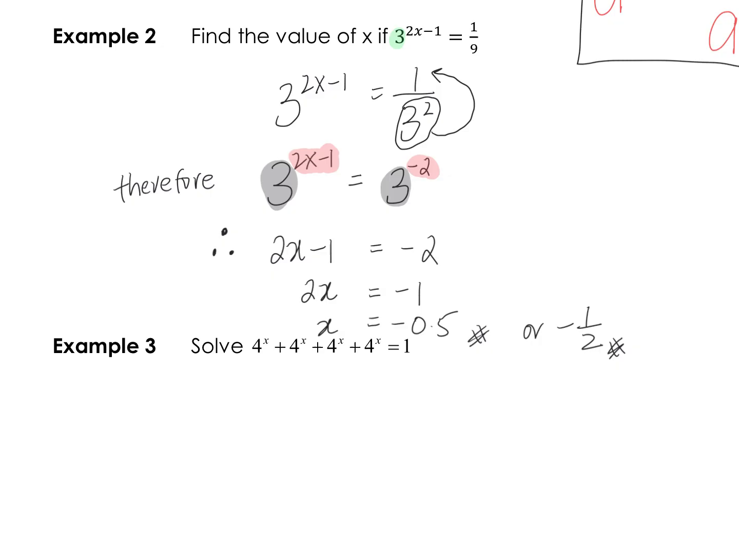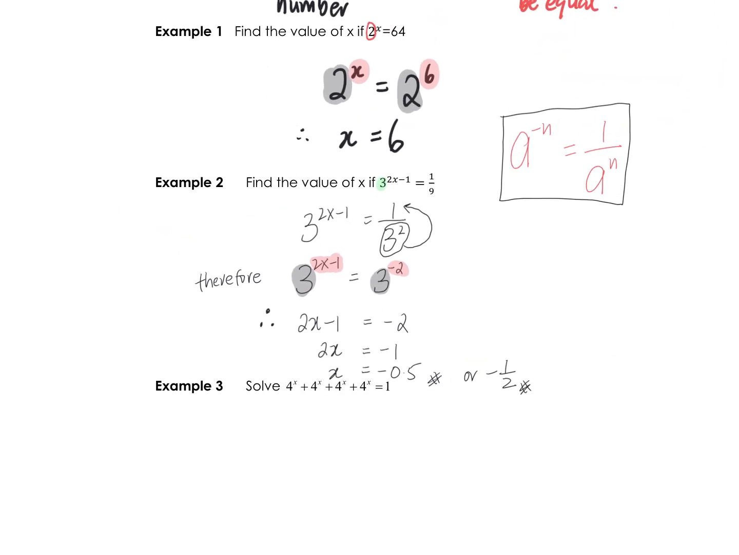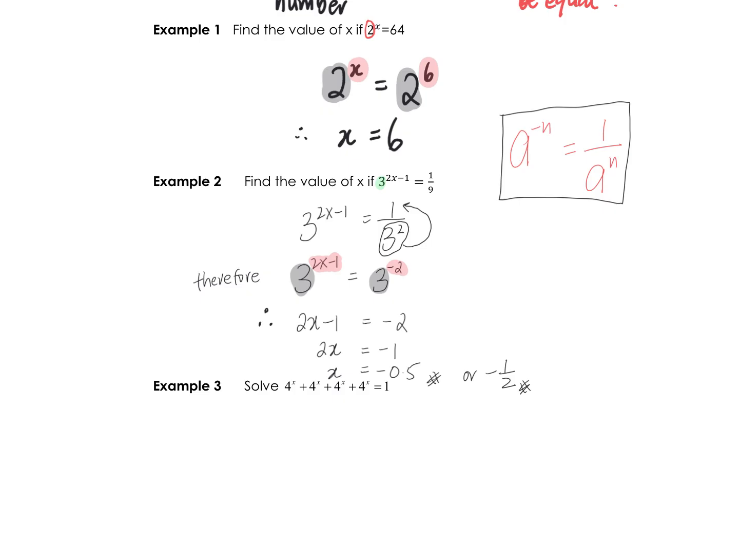Example 3 is a popular O-level question because it looks like I cannot change 1 to base 4. Or can I? Do you all remember there was a law that has 1? A to the power of 0. I take out the 4, then it becomes what? Cannot. I cannot take out the 4 to become 1.